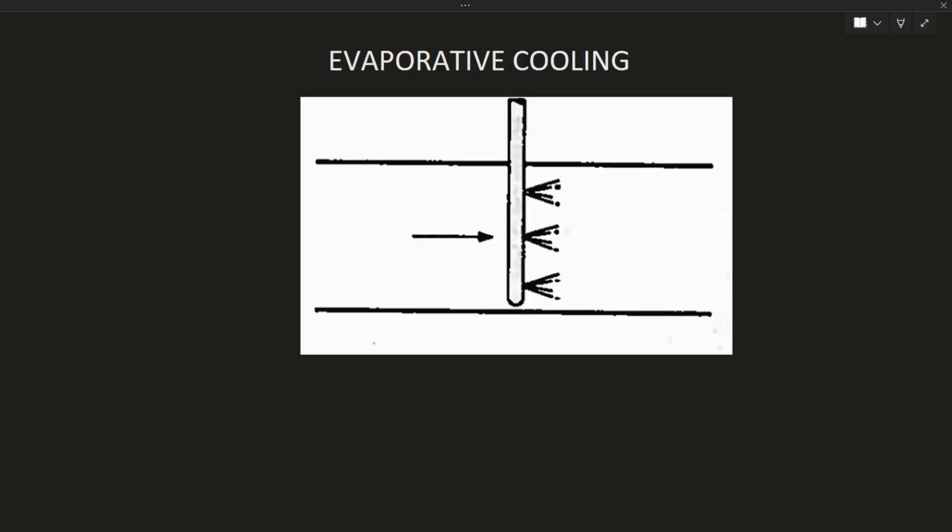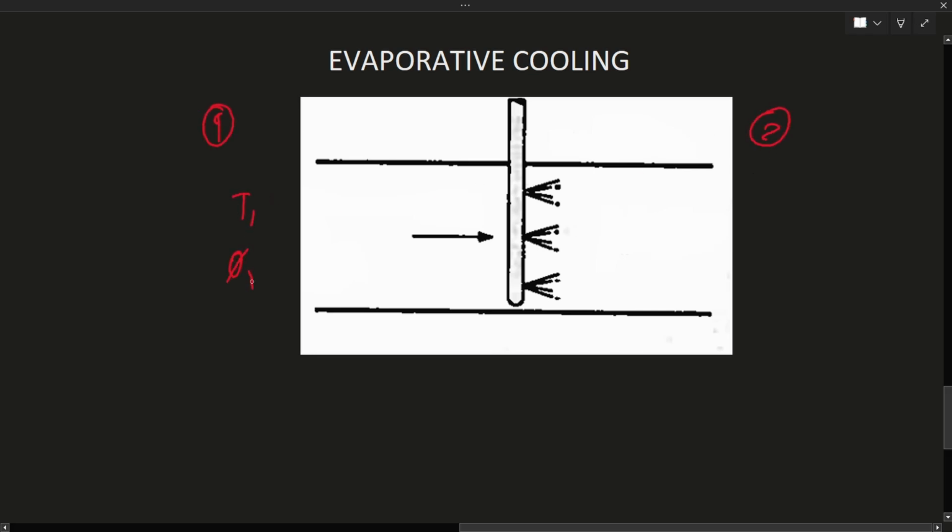Next, evaporative cooling. This is probably the easiest, okay? You have step 1, step 2. You have T1, phi 1, okay? With these values, you have to find the wet bulb temperature on your psychrometric chart. It's going to be written something like this, okay? The rule is that this value stays the same at both points. And that's it. Also, omega 1 is different from omega 2. This is probably the easiest problem.